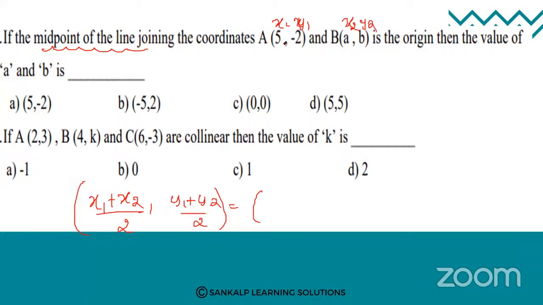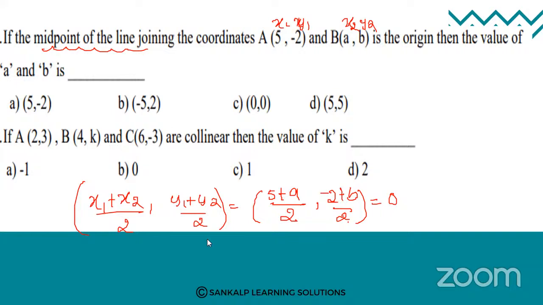So x1 is 5 plus a divided by 2, and y1 is minus 2 plus b divided by 2, equal to 0. This is the origin, then the value of a and b. Since the midpoint is the origin, we take it equal to 0. Now 5 plus a divided by 2, minus 2 plus b divided by 2 is equal to 0. That means this 0 belongs to both the values, right?